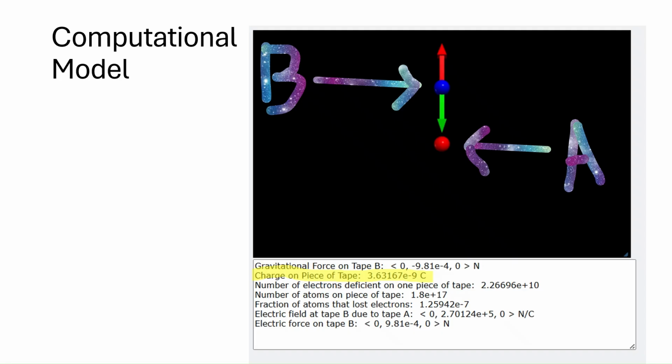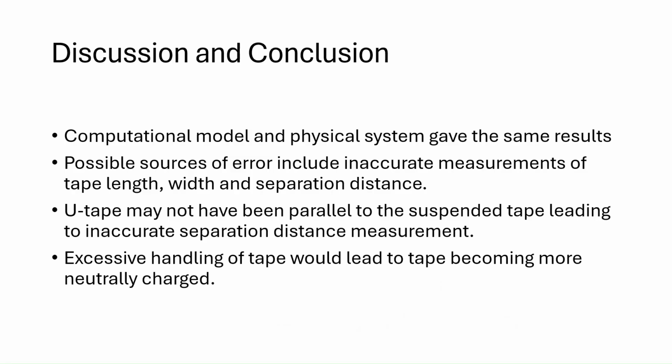Here, we have calculated the charge on the piece of tape to be 3.63 times 10 to the minus 9 coulombs. All other calculations give the same results as calculated for our physical system. Both the computational model and physical system gave the same results as expected.